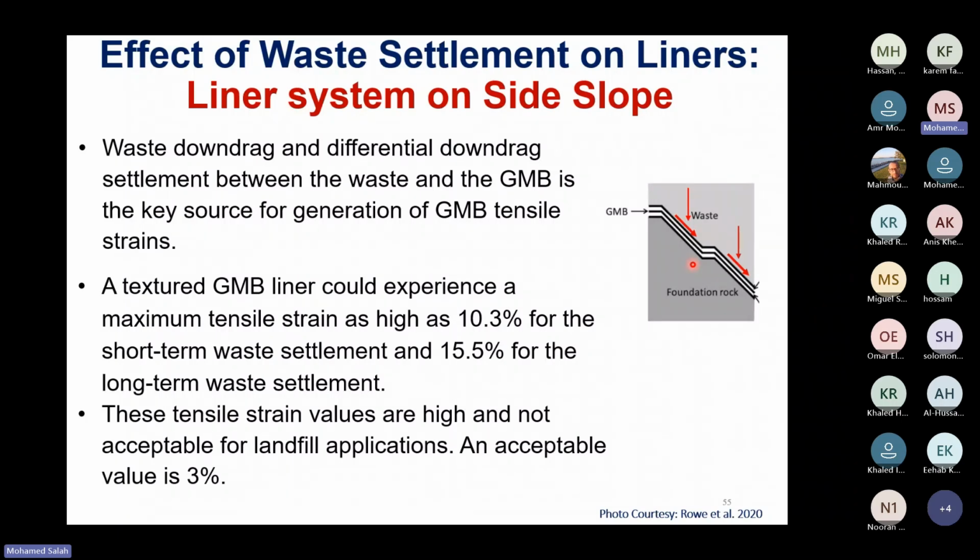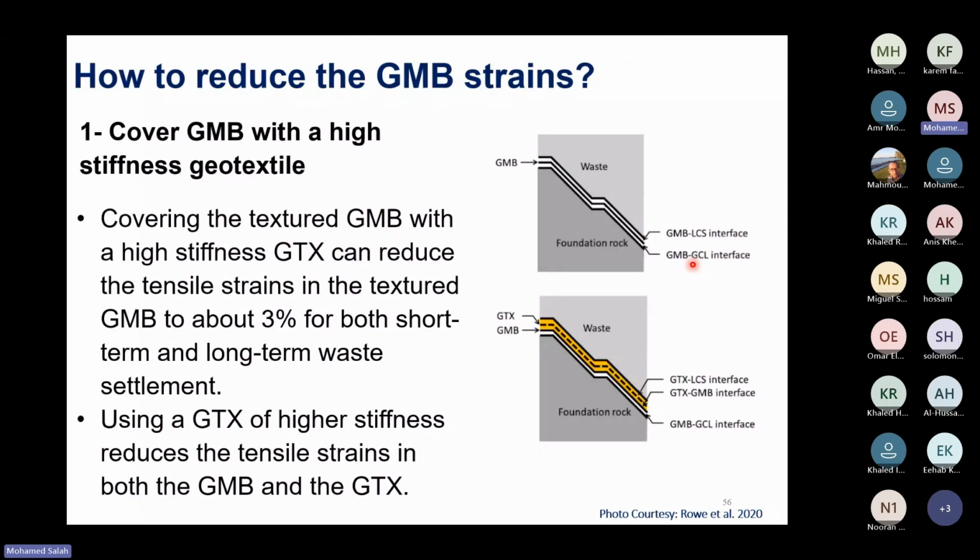And if we talk about a high-density polyethylene geomembrane, a conventional acceptable value in the design of a high-density polyethylene geomembrane is 3%. So these strains induced in the geomembrane by the effect of waste down drag are very high and considered unacceptable. So as a designer, what can you do to reduce the geomembrane strains by the effect of the waste down drag? There are different techniques. First, you can cover the geomembrane with a high stiffness geotextile layer.